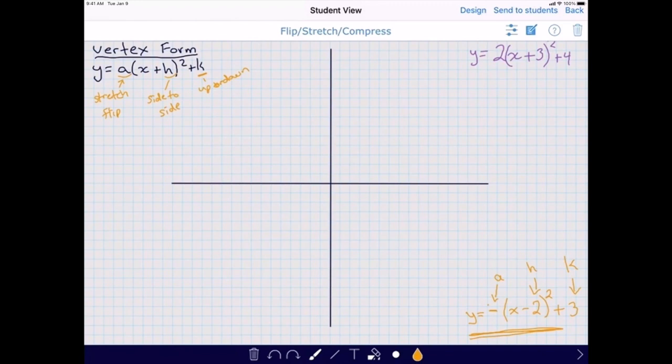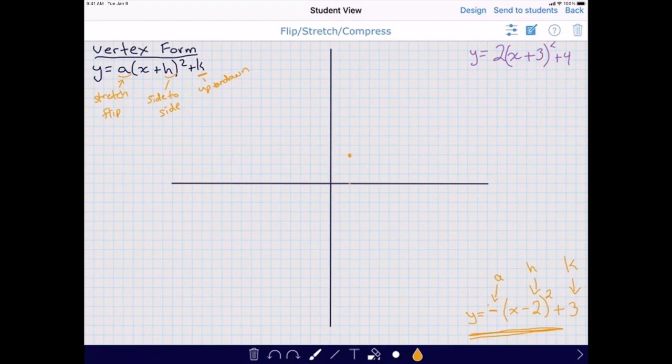And then the K and the H tell us where the vertex is going to be. So we'll have the basic parabola, but it's going to be flipped, and it's going to have a different vertex than 0, 0. So where would the vertex be? We know that the H will be the opposite of the sign, so it'll actually be plus 2, and the K will be plus 3. It's not opposite. So instead of negative 2, it's going to be plus 2 on the x, and plus 3 on the y. So this is where the vertex will be, and then it's going to be flipped.